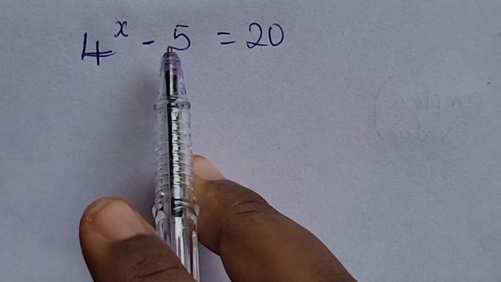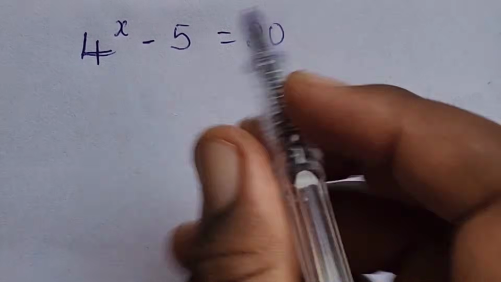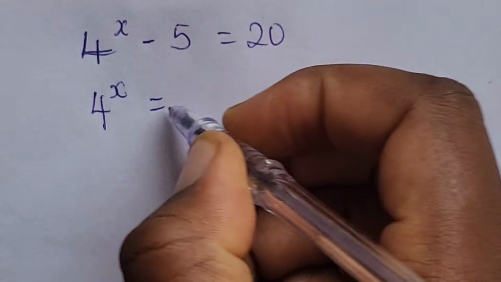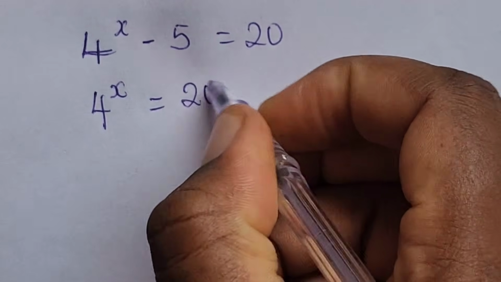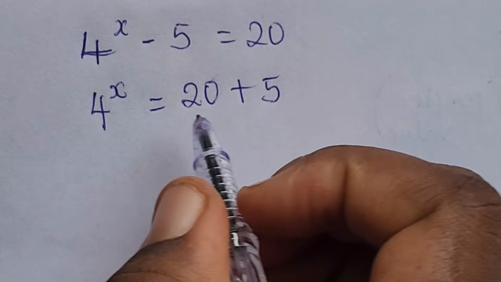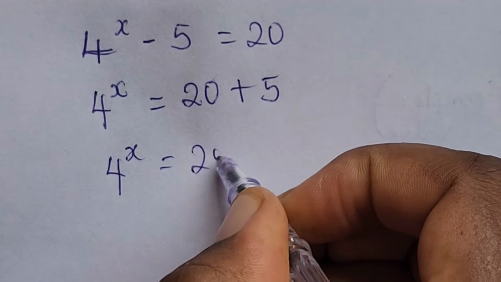Let's solve this problem together. We have 4 to the power of x minus 5 equal to 20. So let's start by moving the 5 over to the right hand side. So we have 20. This crossing over becomes plus 5. So we have 4 to the power of x is equal to 25.